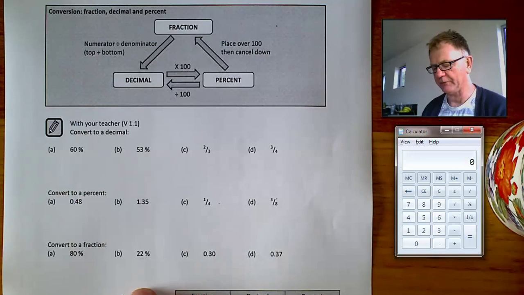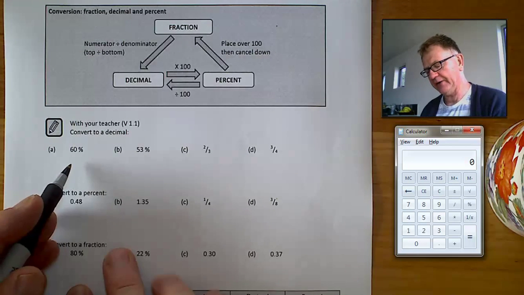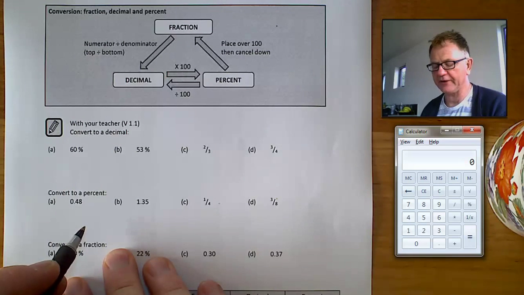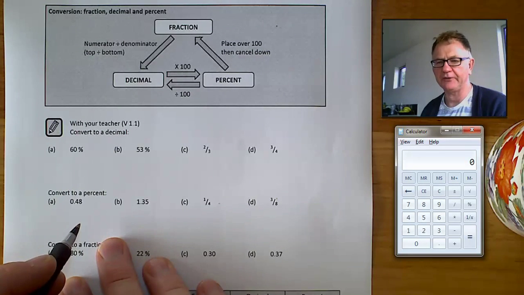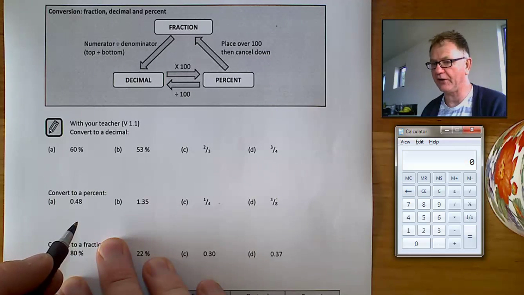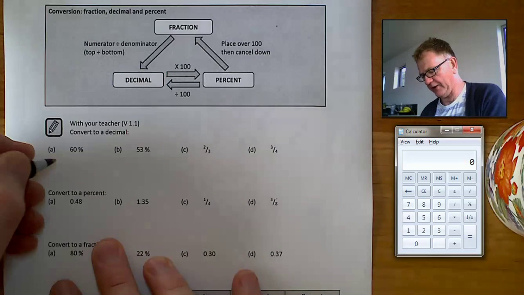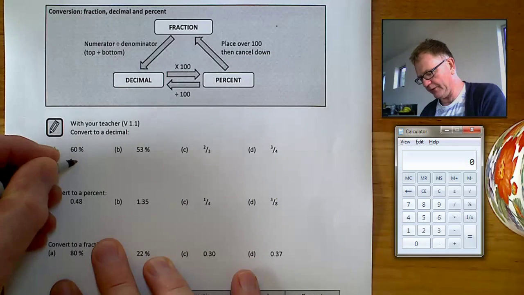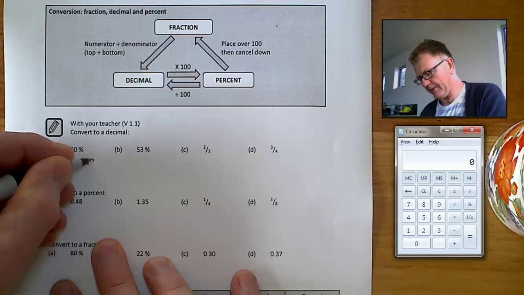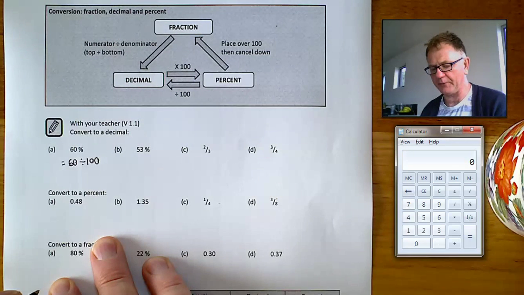Firstly, converting percentage into decimal. Question like this: 60%, if we want to write that as a decimal, 60% means 60 out of 100 or 60 divided by 100. And that's exactly how you change 60% into a decimal. It means 60 divided by 100. Now, of course, I could do that operation on my calculator, but if you're dividing by 100, you should really be able to do that without using a calculator.